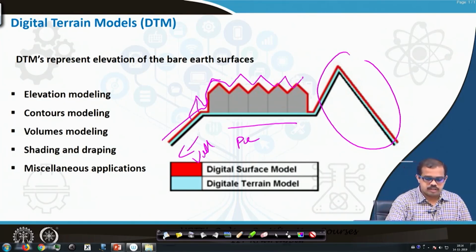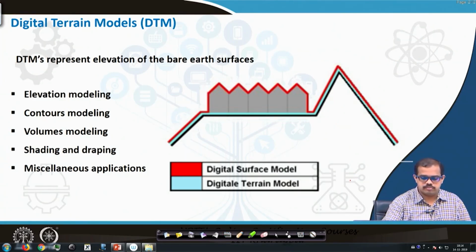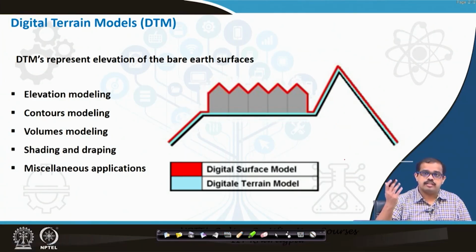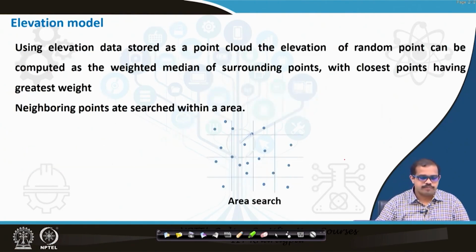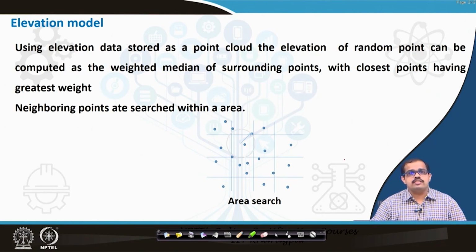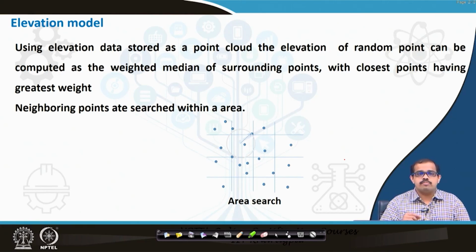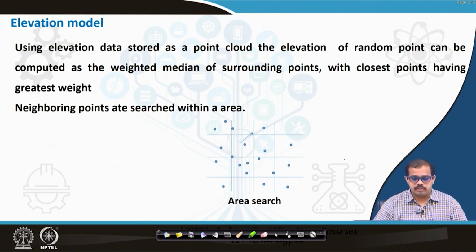That is one of the well known research methods in various kinds of analysis. Then you have an elevation model. Here you have elevation data that is stored maybe at random points. Based on the computed weighted means of the surrounding points, using the closest points, you find out what is the greatest weight. Nearing points are searched within that particular area and you find out what the elevation is at that particular point. That is an elevation model.